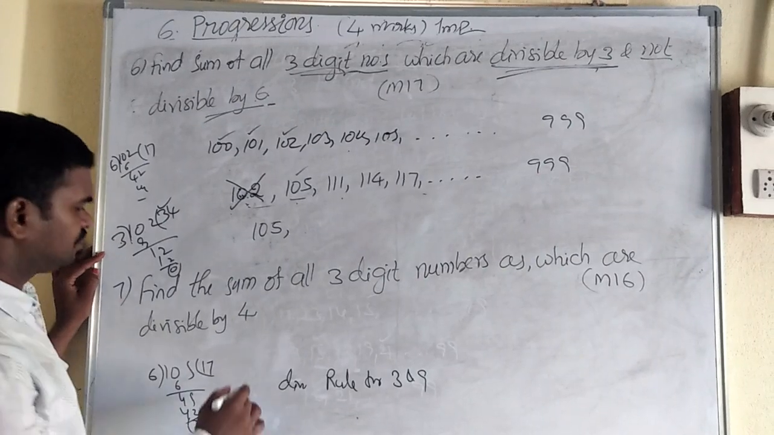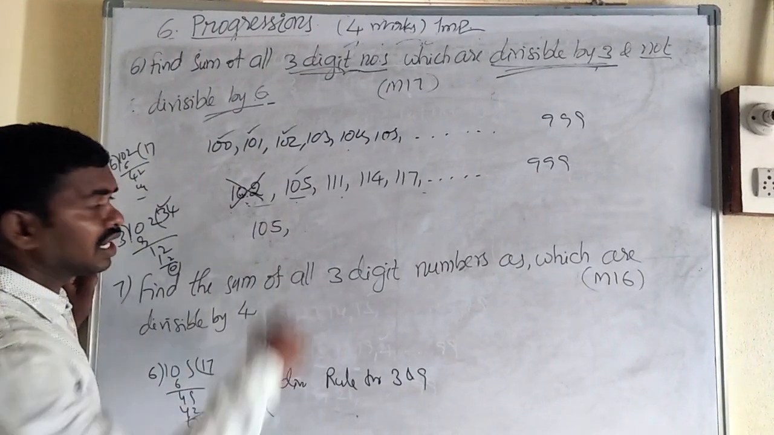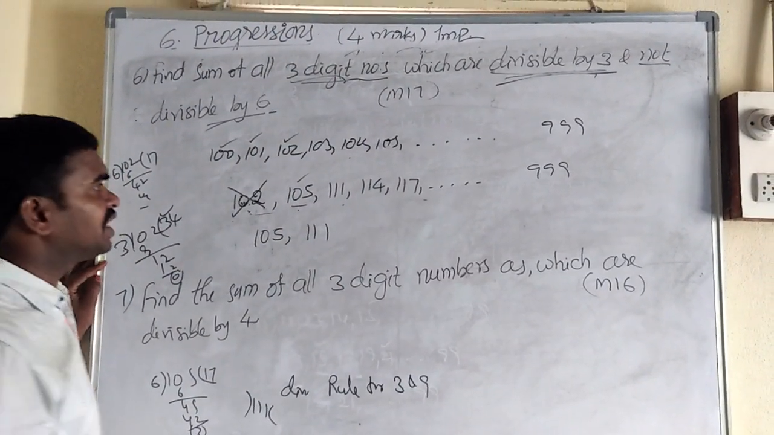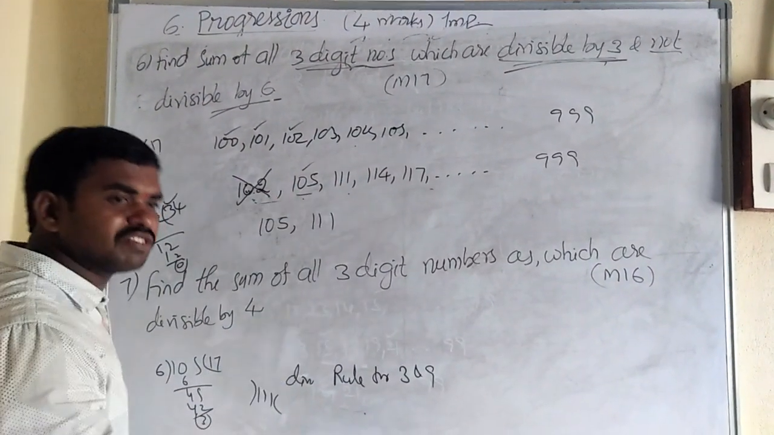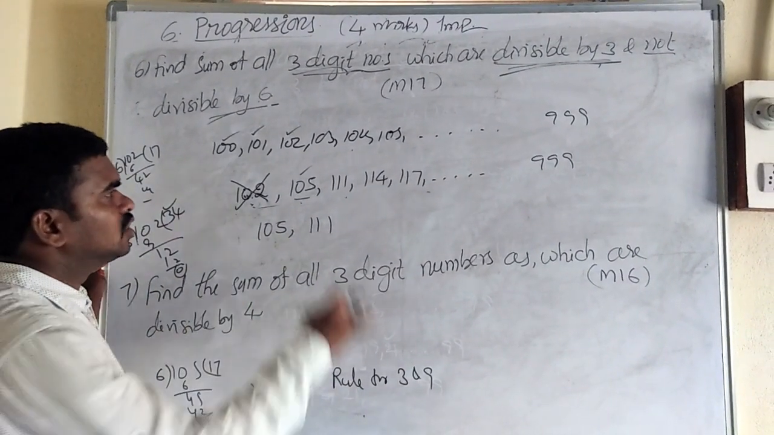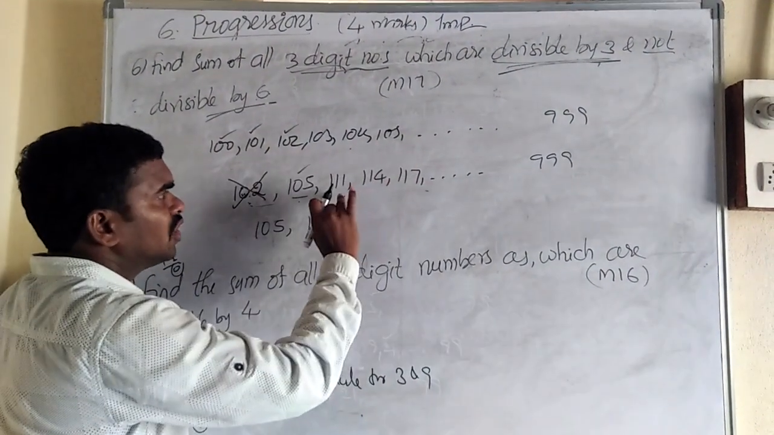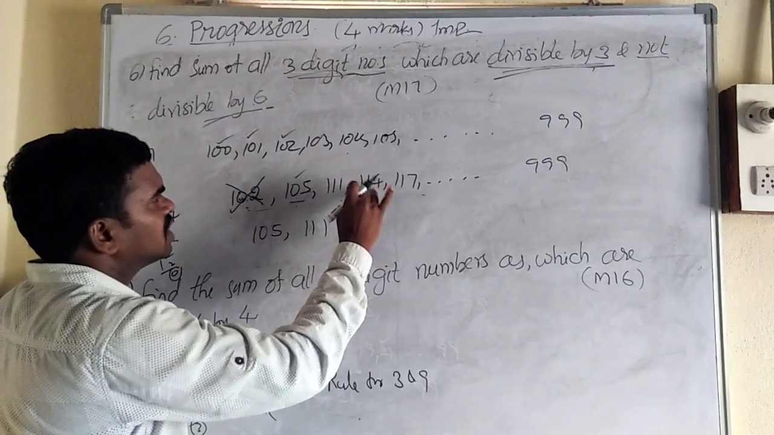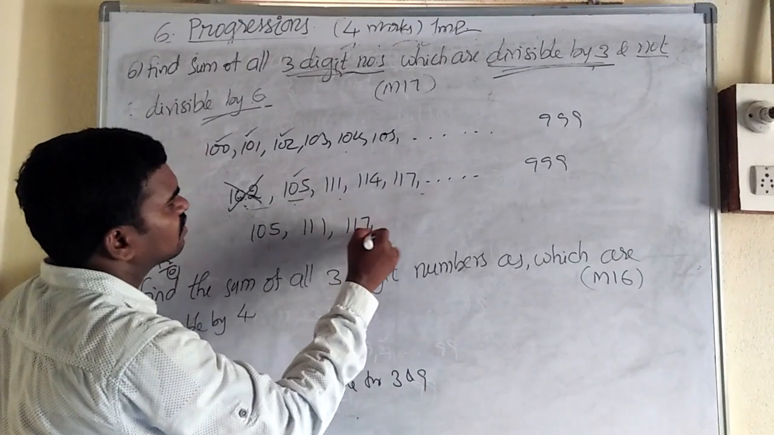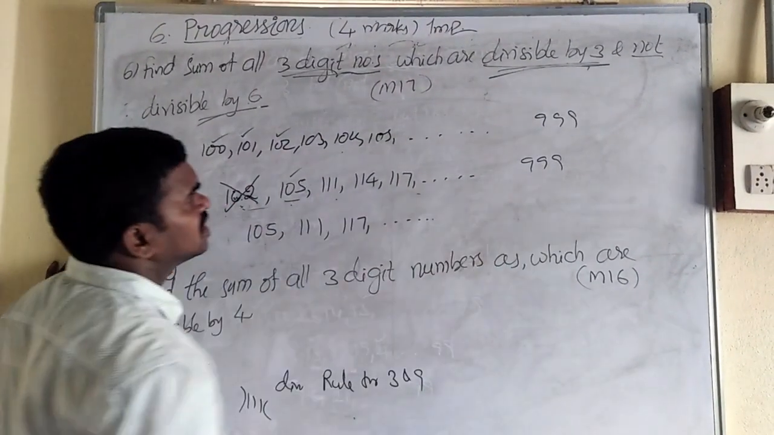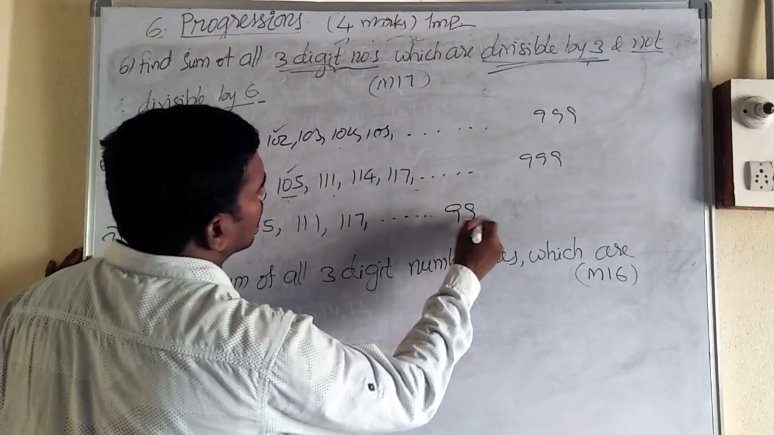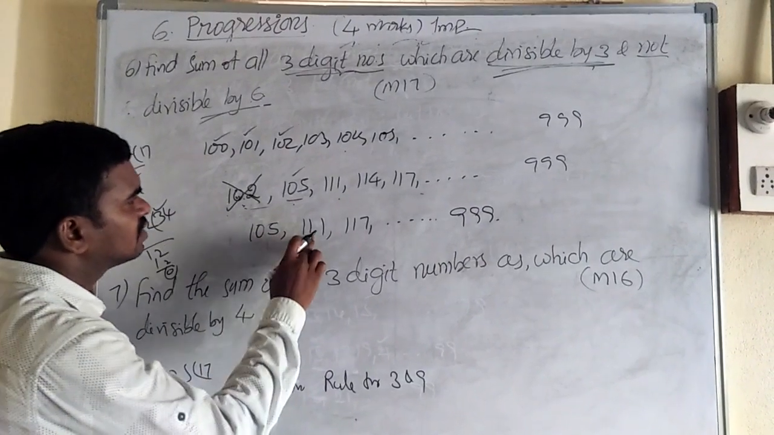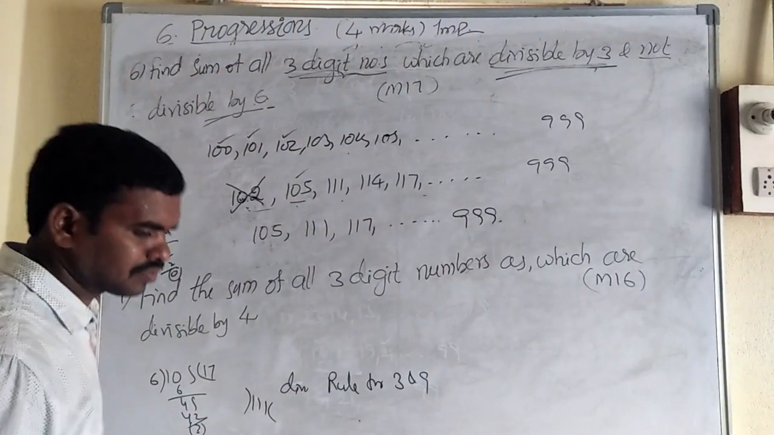Next check 111. For 6 also there is a rule. If it is divisible by 6, it must be divisible by 3 and divisible by 2. These are all already divisible by 3, so we can check for 2 also. Is it divisible by 2? Sorry, it is not divisible by 2. So it is taken. Next, 117. Is it divisible by 6? No. Up to 999. Okay? So check whether the common difference is the same or not: 6, 6, and so on.